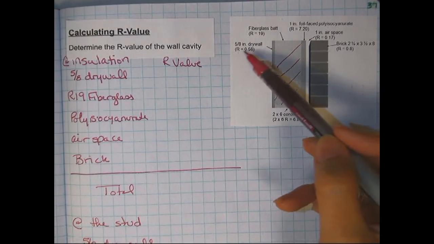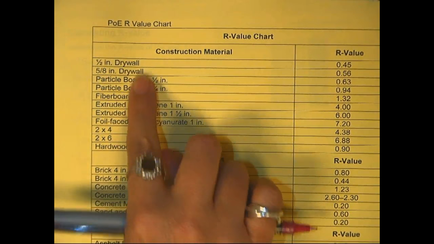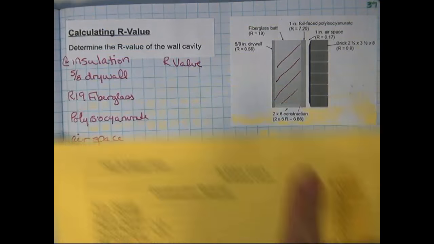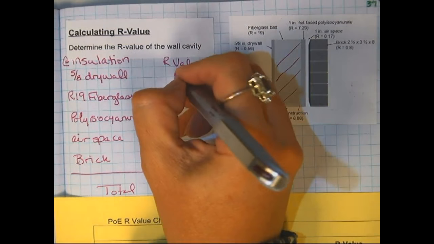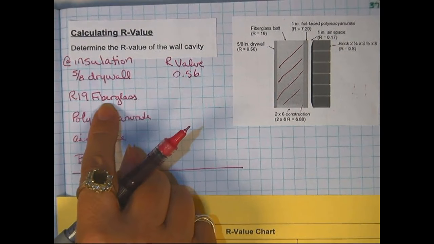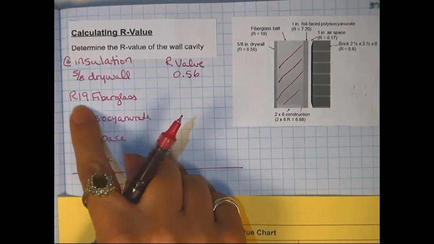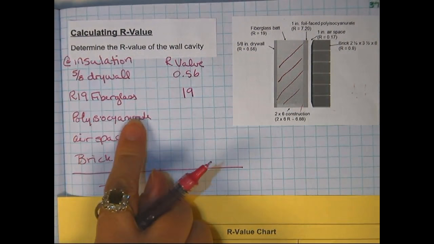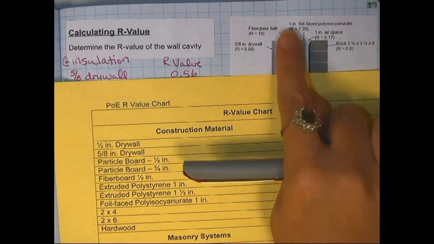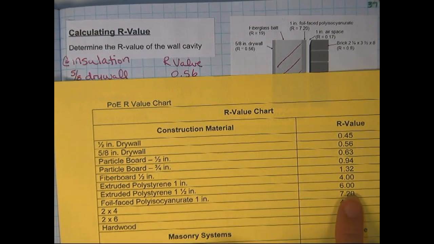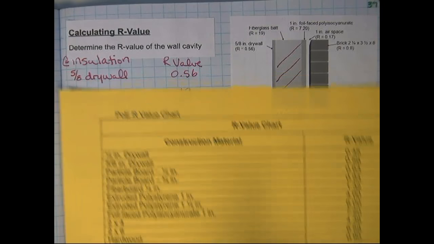So starting on this side, we have 5/8 inch drywall, and if we look on our chart, come down here, 5/8 inch drywall, and we come across 0.56. That's what it says here. We're going to write it down for our R value. R19 fiberglass means the R value for that fiberglass is 19. So we're going to write it down. Next, we're going to look this up on our chart, and it says it right there: 1 inch is 7.2. It's a kind of insulation.